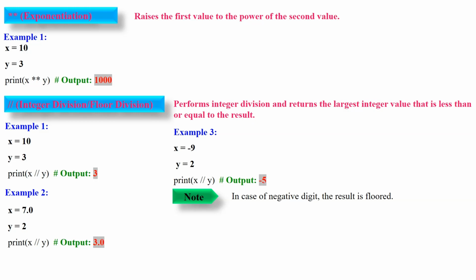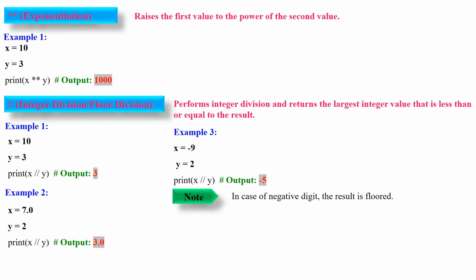Next arithmetic operator is integer division or floor division, which performs integer division and returns the largest integer value that is less than or equal to the result. In example 1 of integer division or floor division, we assign the value 10 to the variable x and the value 3 to the variable y.